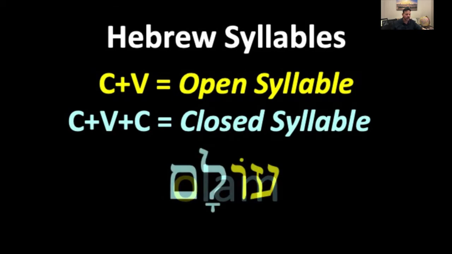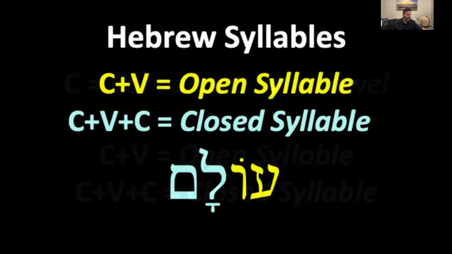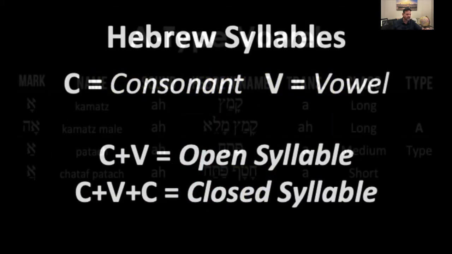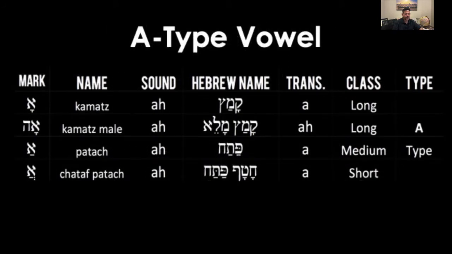So we have a consonant, which is ein, which is silent, and then a vav with a dot now on top, and o. So let's go ahead and go back to our vowels so that we can sound these out and read one consonant at a time with its accompanying vowel. So the first vowel we'll start with is the A-type vowel, pronounced ah. Depending on what is underneath the letter, it will show us if it's a long, medium, or short vowel.